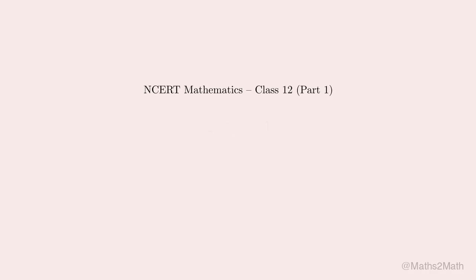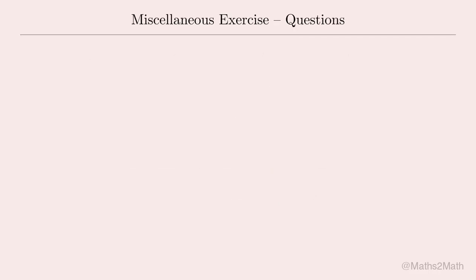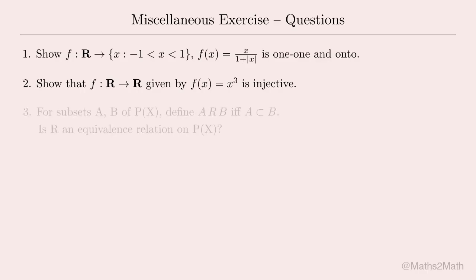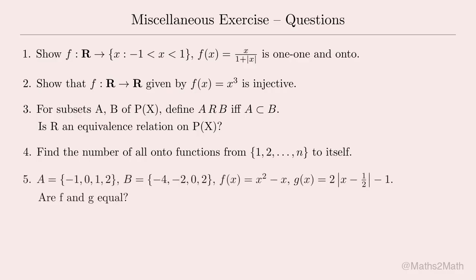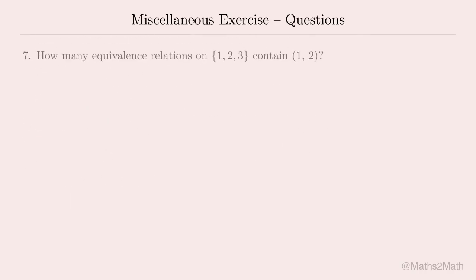In this video, we are solving the miscellaneous exercise of Chapter 1, Relations and Functions, from the NCERT Mathematics textbook for Class 12, Part 1. The miscellaneous exercise has 7 questions that mix everything this chapter taught: injectivity and surjectivity proofs, relations on power sets, counting onto functions, equal functions, and 2 counting problems about relations. Here they are. Let's start with question 1.